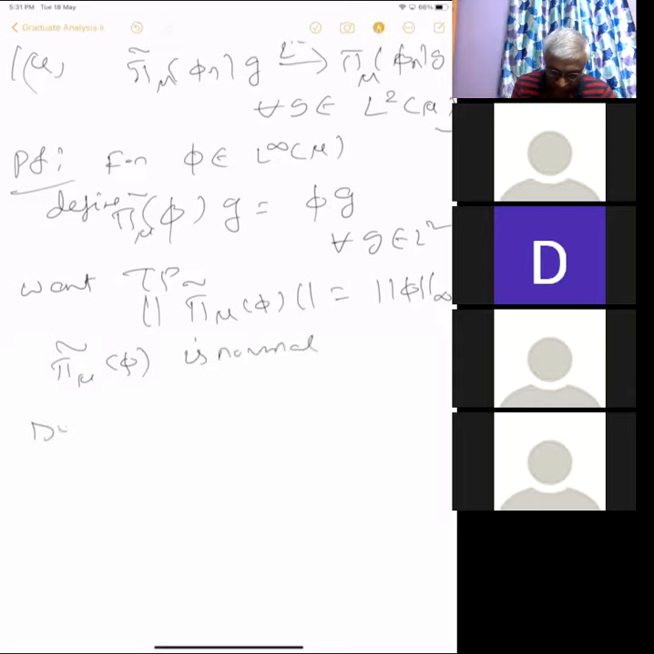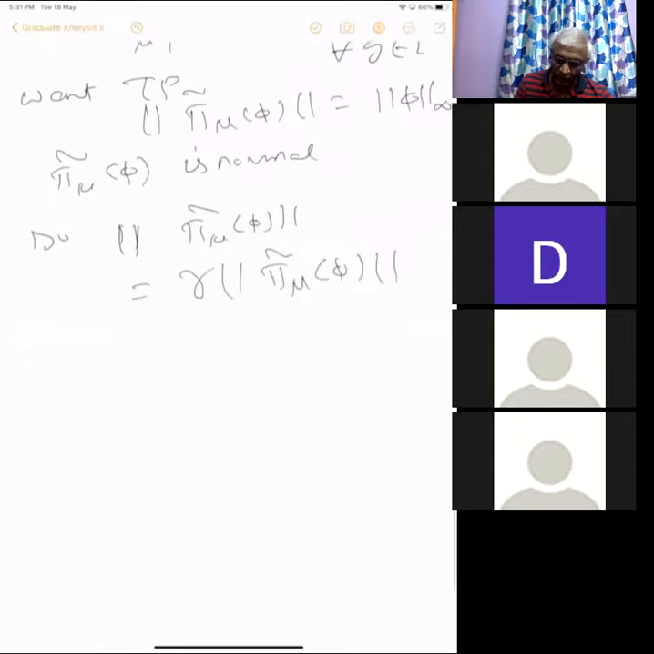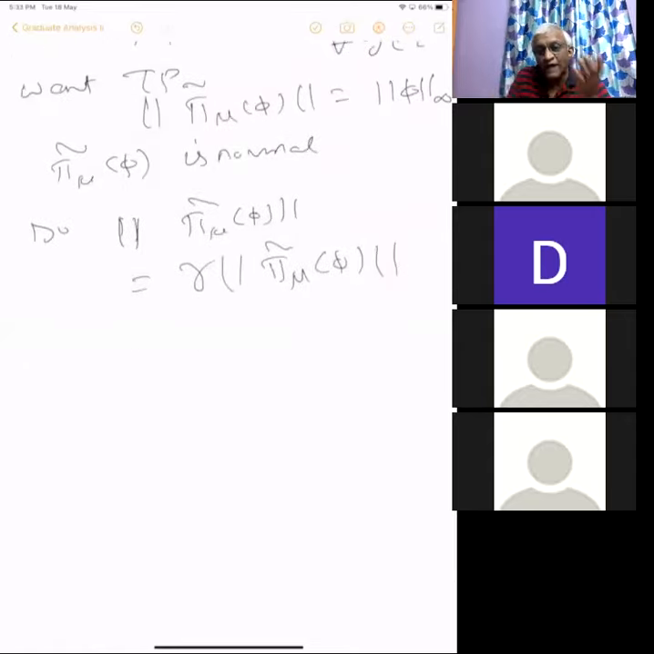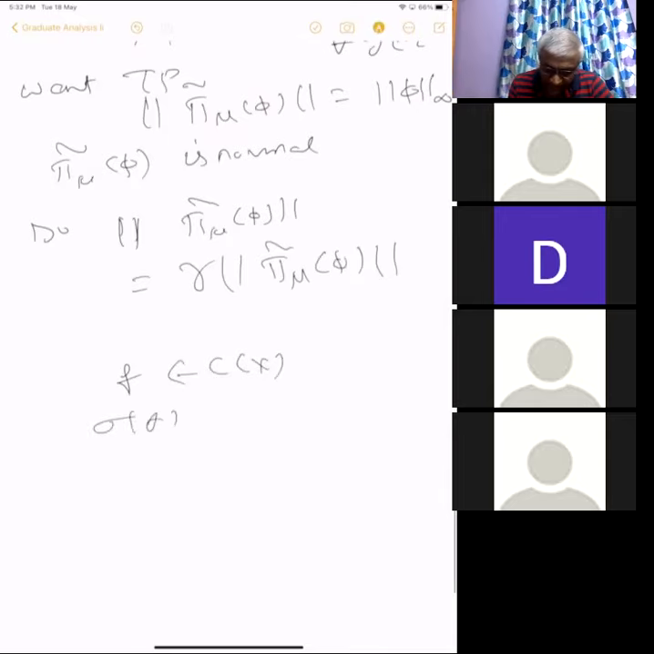Okay, so the norm of pi mu tilde phi is equal to the spectral radius of this operator, right? So we have to compute the spectrum. As I said, if you have a continuous function f in C of X, then the spectrum sigma of f is just the range of that function, which is f of X.